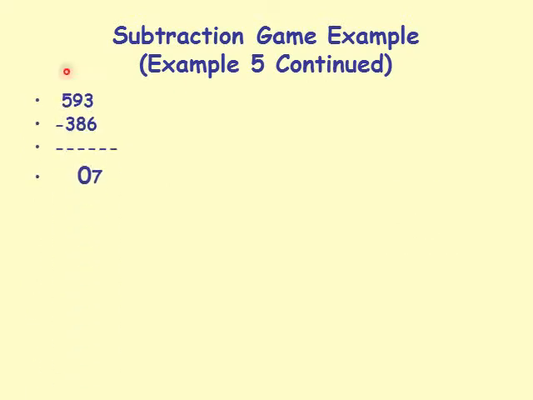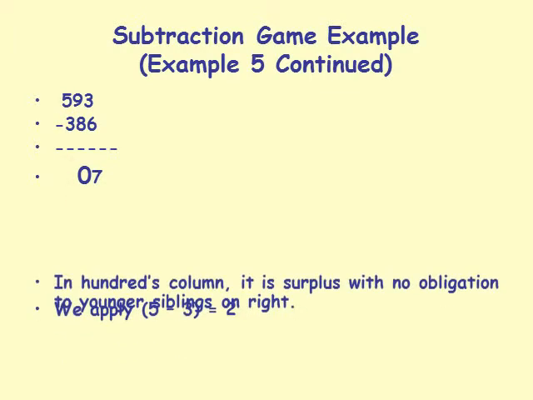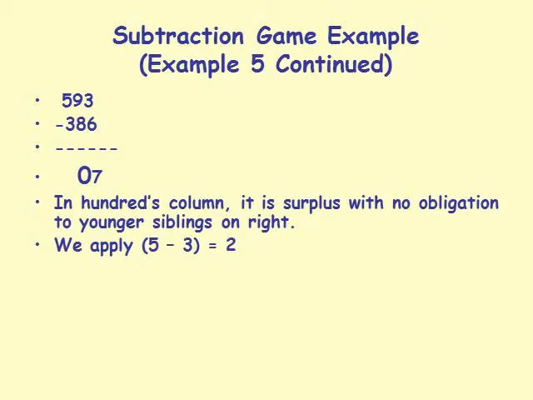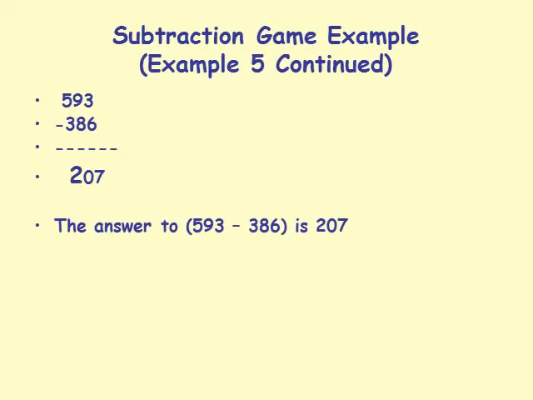Okay. Now let's continue with the hundreds column. The hundreds column is 5 minus 3. That is a surplus column, and our player 5 can handle the competing player 3 easily. So we say 5 minus 3, no obligation to the right. So now in the hundreds place we have a 2, and we have all 3 digits of the answer. The answer to the problem 593 minus 386 is 207.